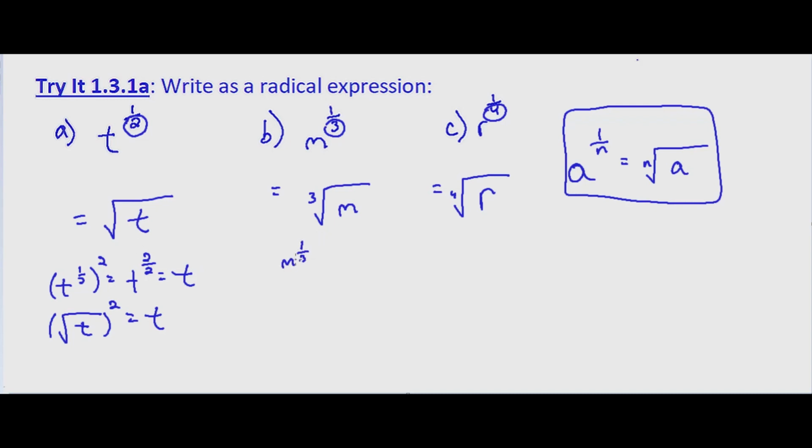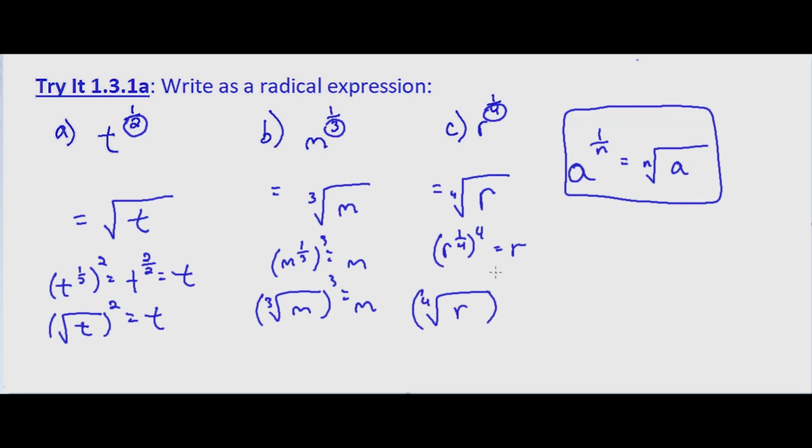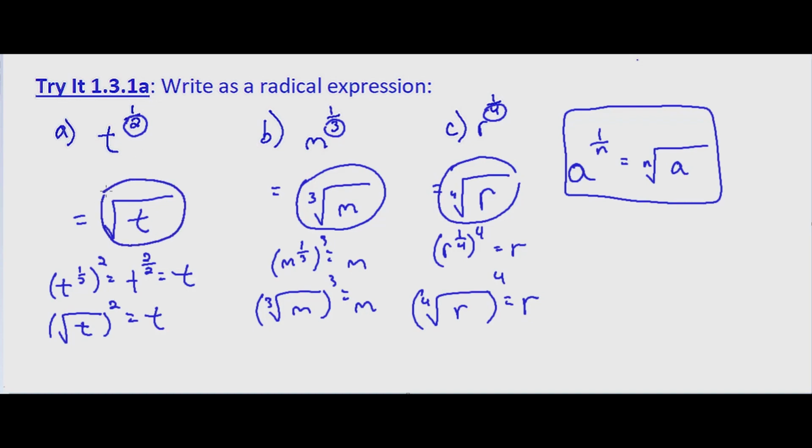M to the 1/3 cubed equals m, and the cube root of m cubed equals m. And then the same thing with r, only it's to the 4th power. R to the 1/4 to the 4th power equals r, and the 4th root of r to the 4th power equals r. So simplified, r to the 1/4 equals the 4th root of r, as a radical expression. They're both technically simplified. M to the 1/3 as a radical expression is the cube root of m, and t to the 1/2 is the square root of t.